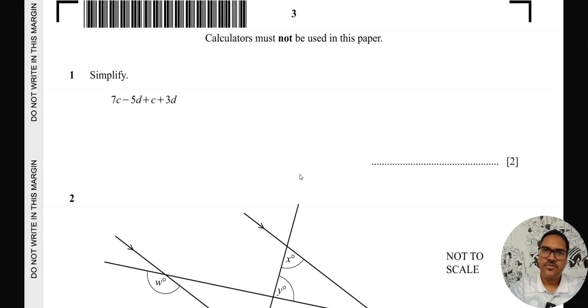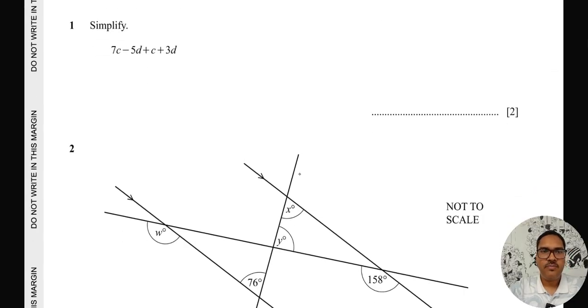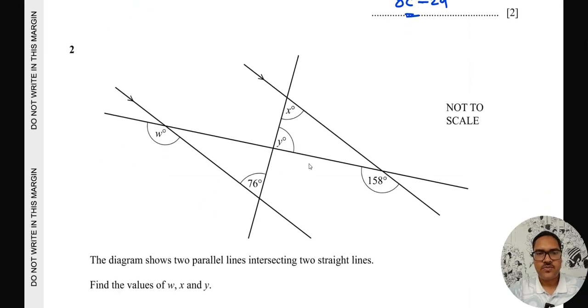Okay. So let's start with the first question. This is a very standard question. We will just simplify this. We have to combine the like terms. So 7c plus c will become 8c, and negative 5d plus 3d is negative 2d. That is the answer to the first question. So this is easy. Let's start the next one.